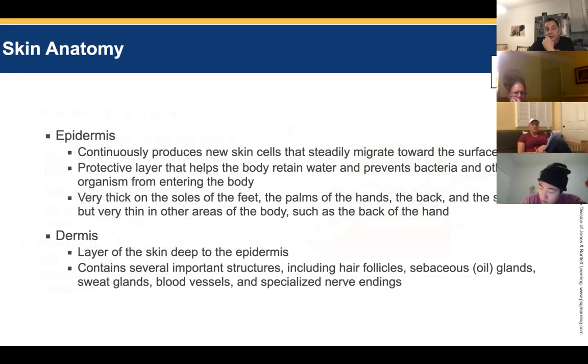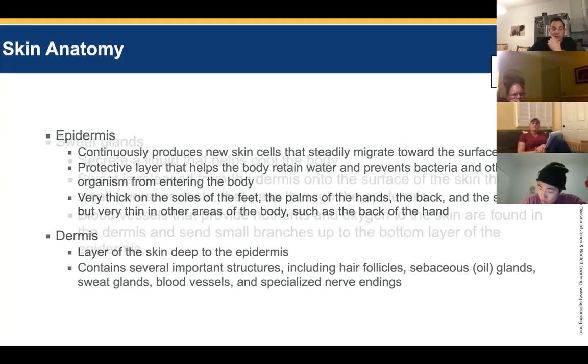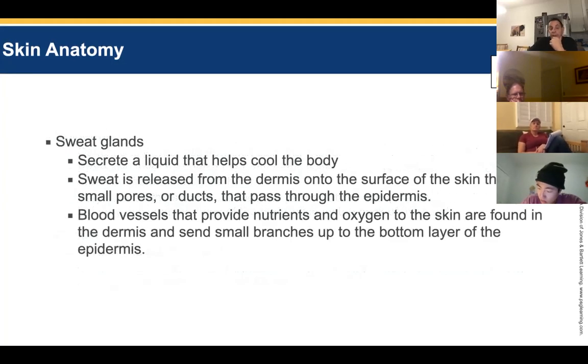The dermis, it's the deeper layer of the skin. It contains several important structures, including hair follicles, oil glands, sweat glands, blood vessels, and specialized nerve endings. Sweat glands secrete liquid that helps us cool the body. Sweat is released from the dermis. Blood vessels that provide nutrients and oxygen to the skin are found in the dermis. They send small branches up to the bottom layer of the epidermis.